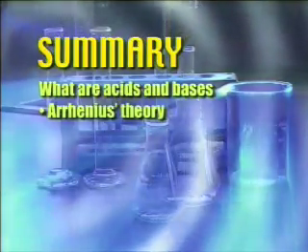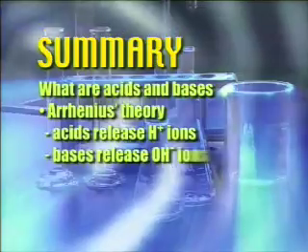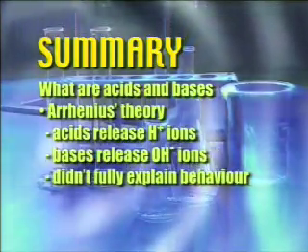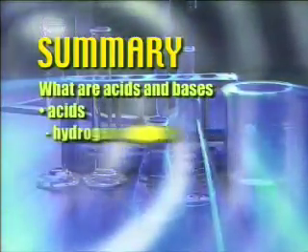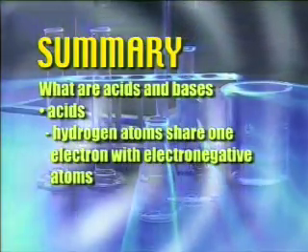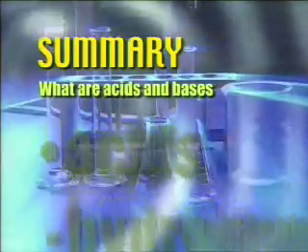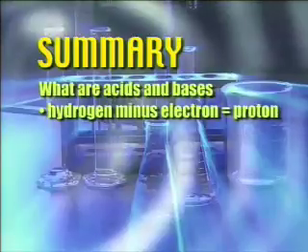Arrhenius's theory said acids and bases release ions which bond and form water. It didn't fully explain acid and base behavior. In acids, hydrogen atoms share one electron with strongly electronegative atoms. They can be drawn away, leaving the electron. A hydrogen atom, minus its electron, is a proton.